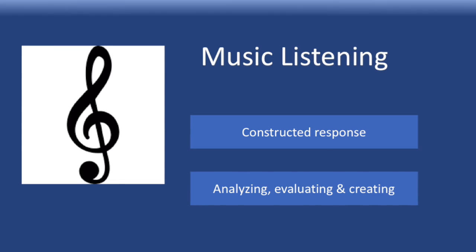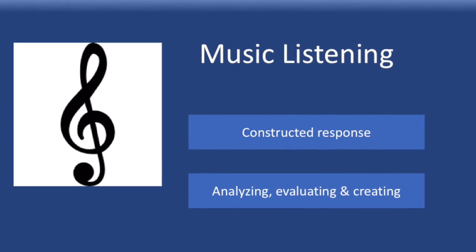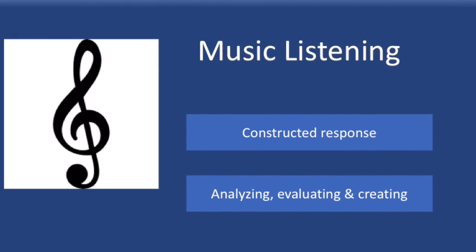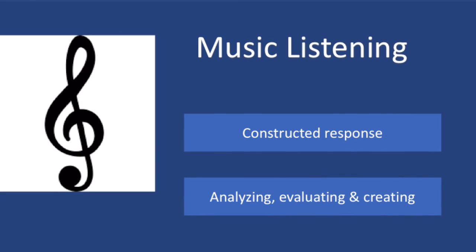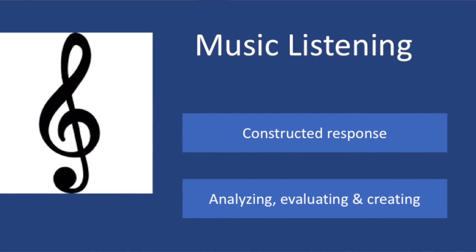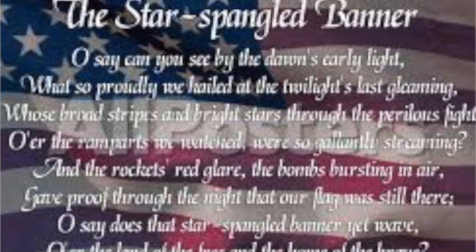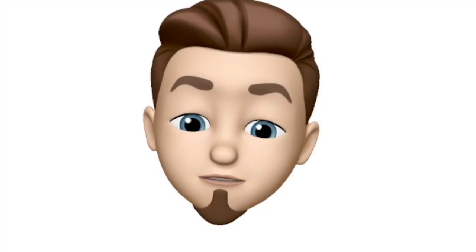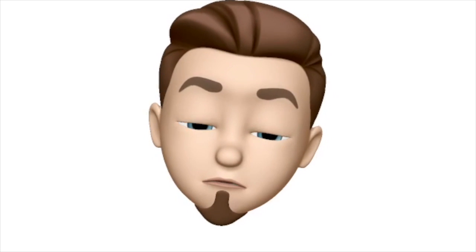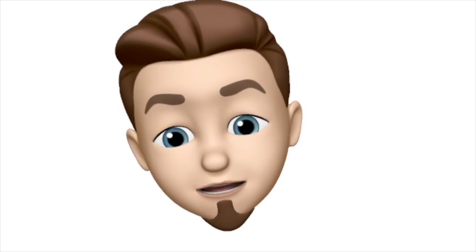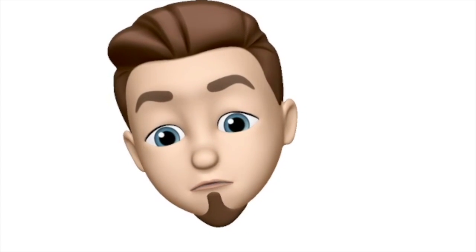Step 1 of the constructed response strategy is to select an appropriate piece of music for your class or for your event. For this example, we've chosen the Star-Spangled Banner by Francis Scott Key. Play this music in its entirety for the students. The first time through, the students should just listen and not respond to music in written format.